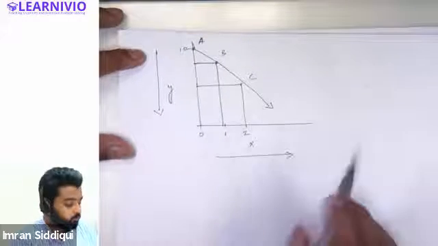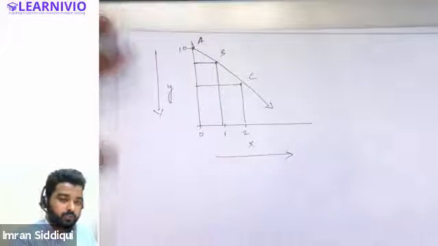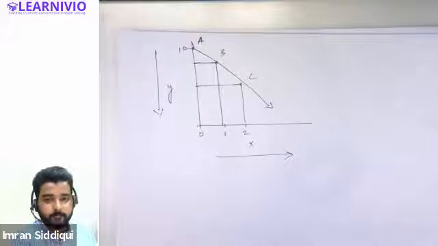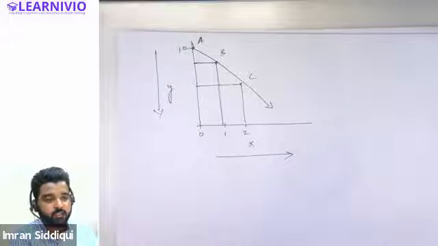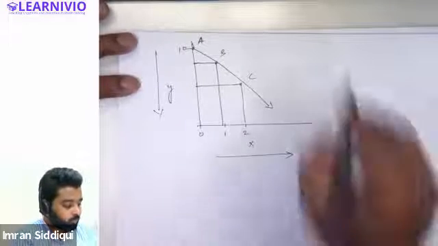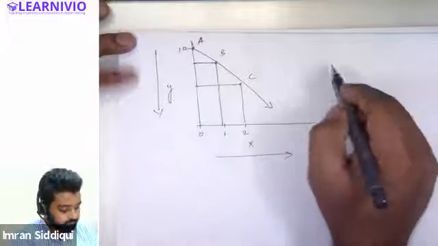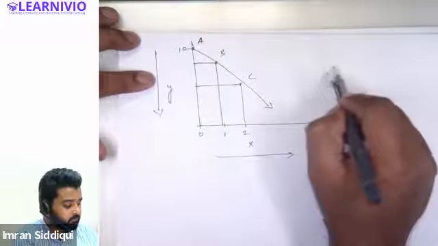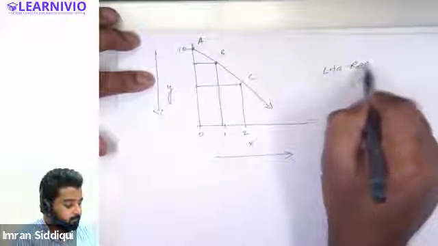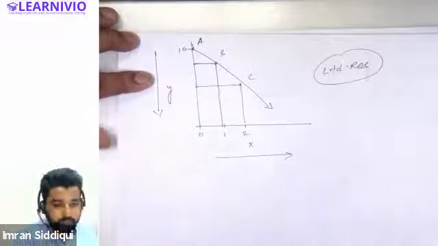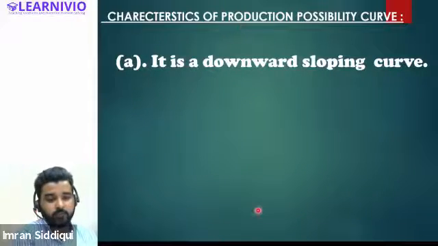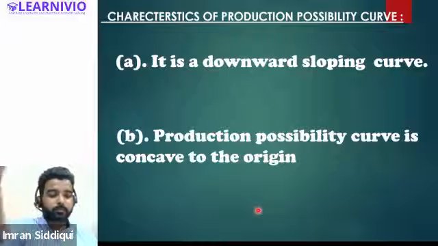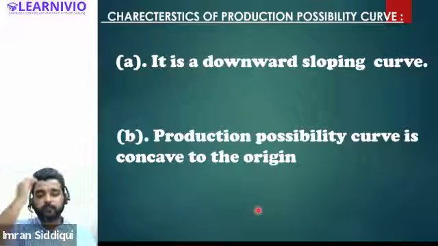Right? So what is the reason for the downward sloping curve? The reason is that if a producer wants to increase the production of one commodity, he has to sacrifice a certain number of units of the other commodity. Why? Because of the limited resources. And we have one more characteristic. The second is that the production possibility curve is concave to the origin.